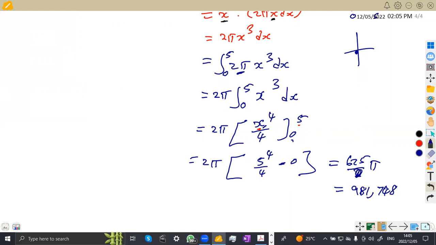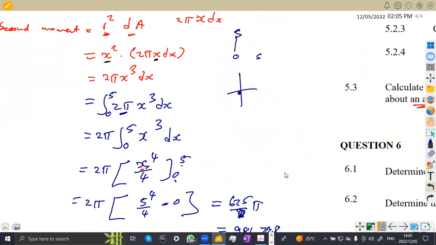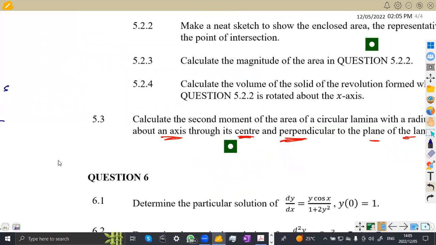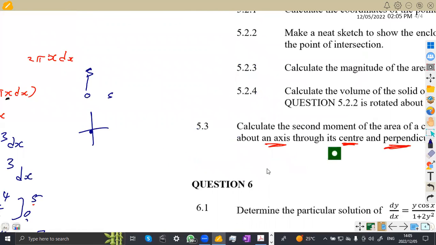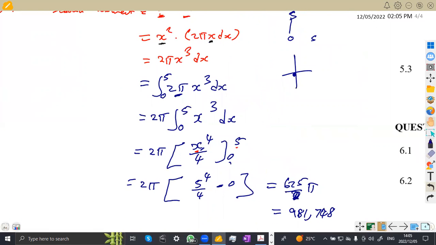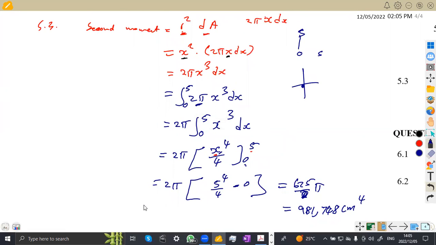981,748, something like that. Okay, let's check the units of measurement that we are given. This radius was given in centimeters. So since this is the second moment, it is going to be centimeters to the exponent of 4 for the second moment. If it was the first moment, then it's to the exponent of 3. So that is actually what we had from this part.